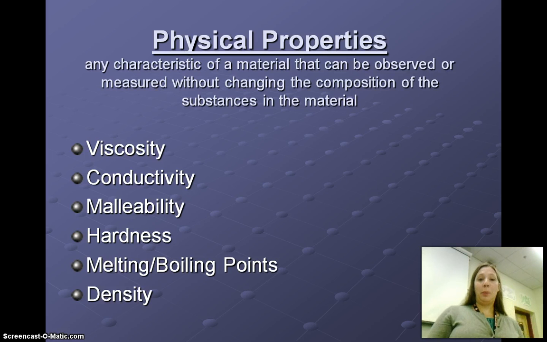One of the types of properties is the physical properties of matter. And a physical property of matter is a characteristic of the material that you can observe or measure without actually changing the composition of the material. There are all sorts of different types of physical properties, more than are listed here, but we're going to discuss these 6: viscosity, conductivity, malleability, hardness, melting/boiling points, and density.